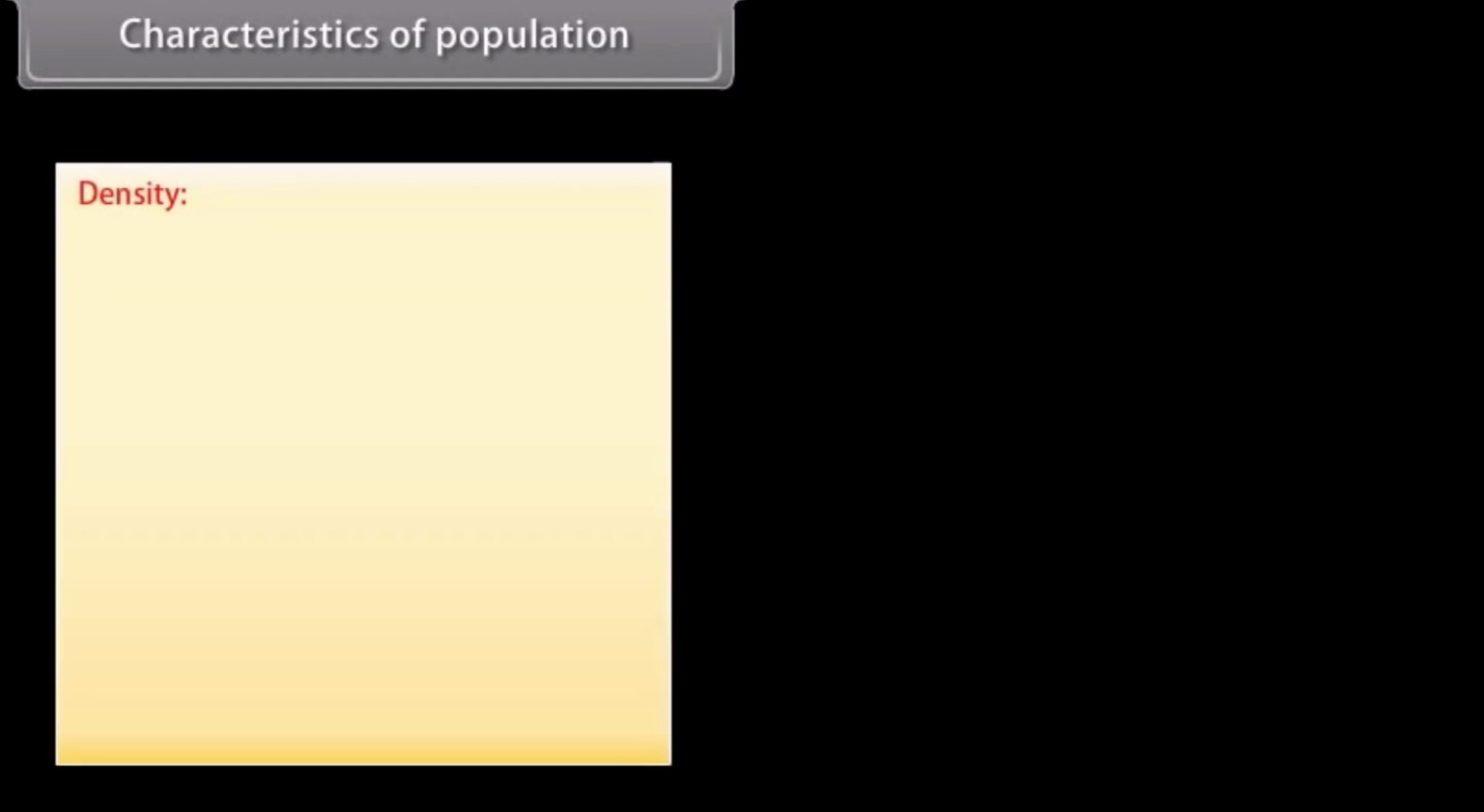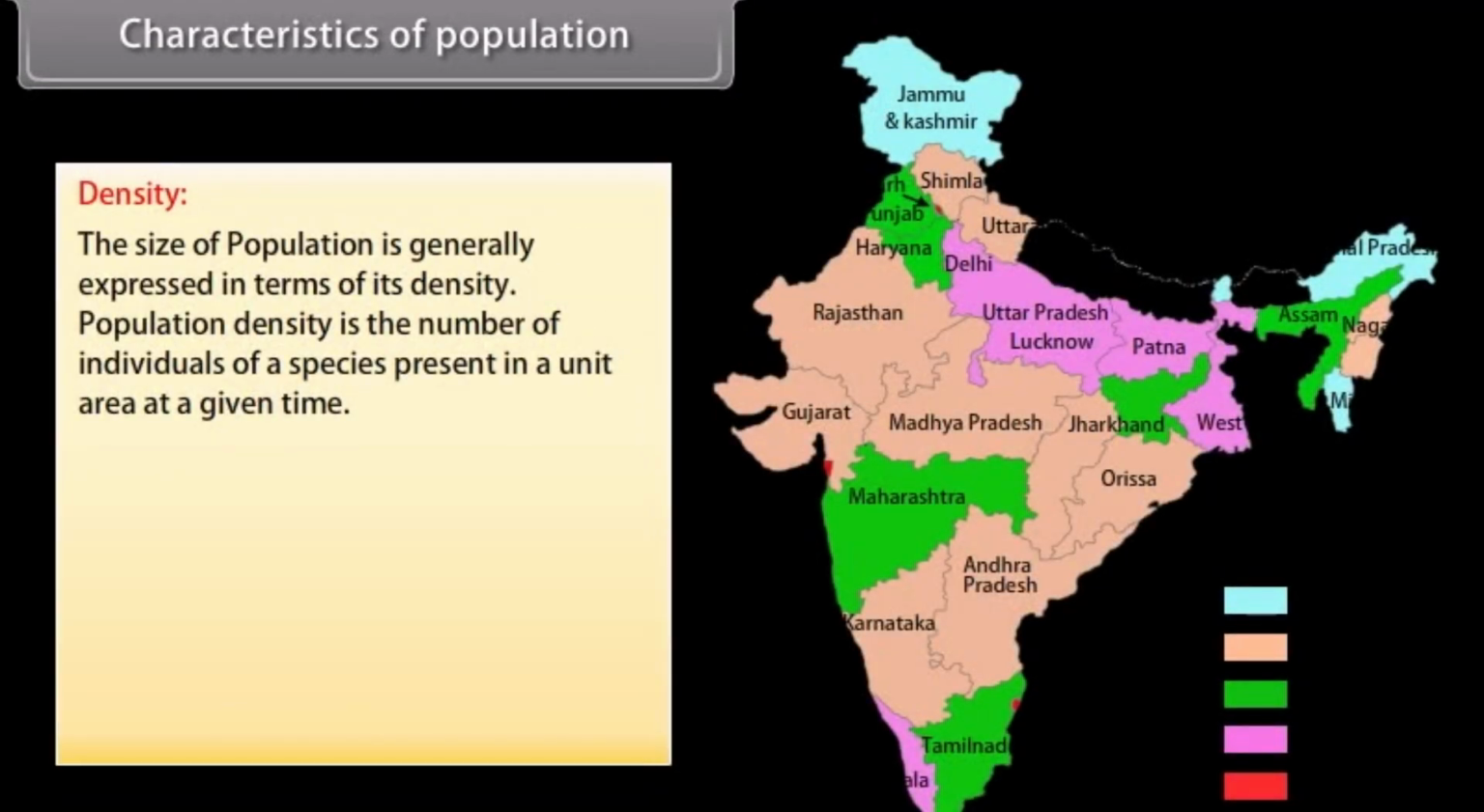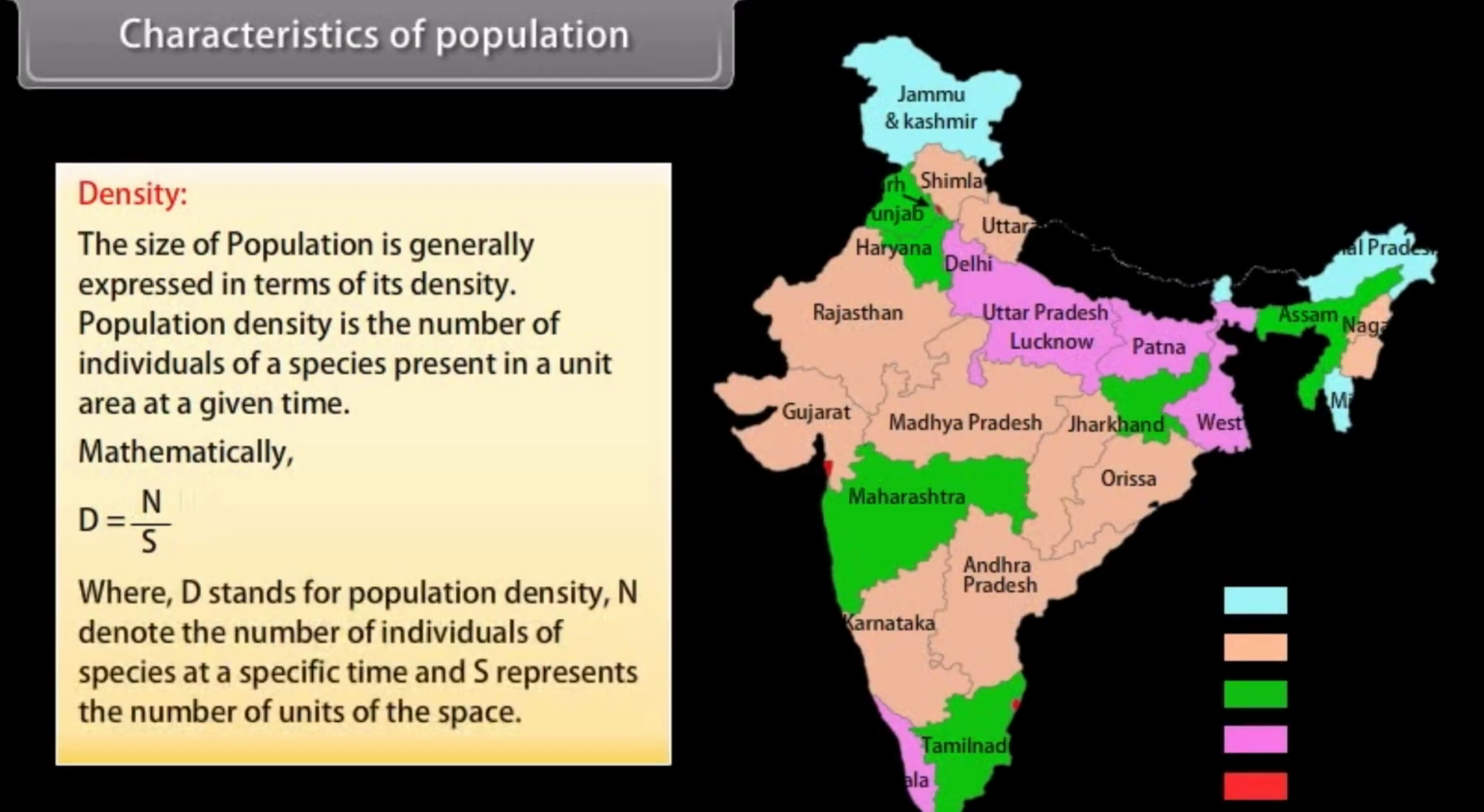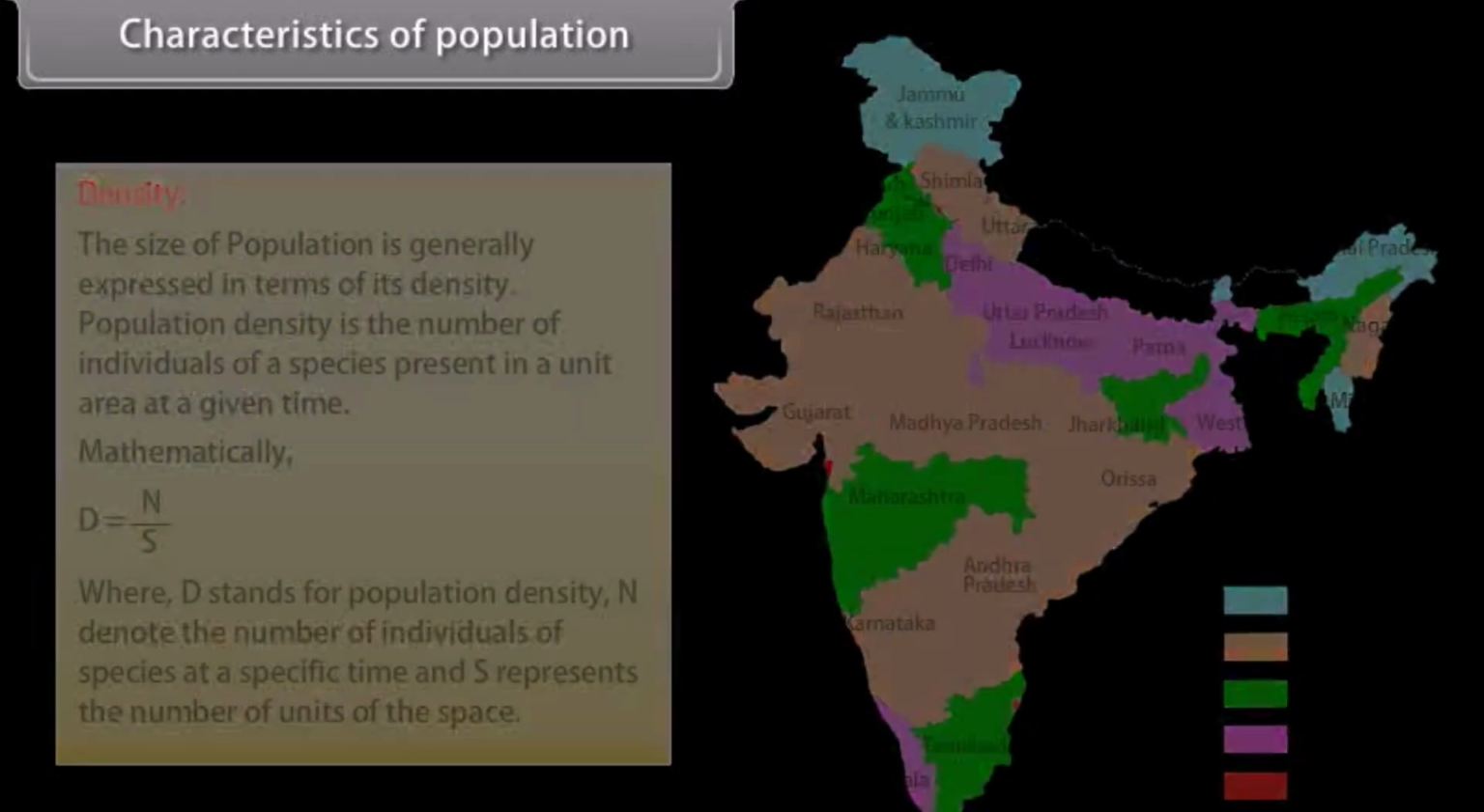Characteristics of population. Density. The size of a population is generally expressed in terms of its density. Population density is the number of individuals of a species present in a unit area at a given time. Mathematically, D equals N upon S, where D stands for population density, N denotes the number of individuals of the species at a specific time, and S represents the number of units of space.